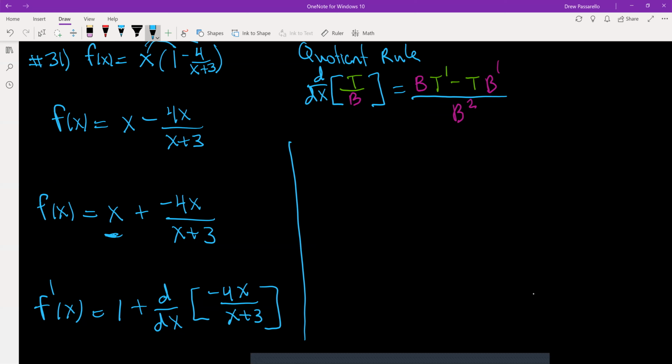my top function, all right, so the top function is negative 4x. Take the derivative of negative 4x. It's going to be negative 4 times 1, which is negative 4. So t prime is negative 4. The bottom function is x plus 3.